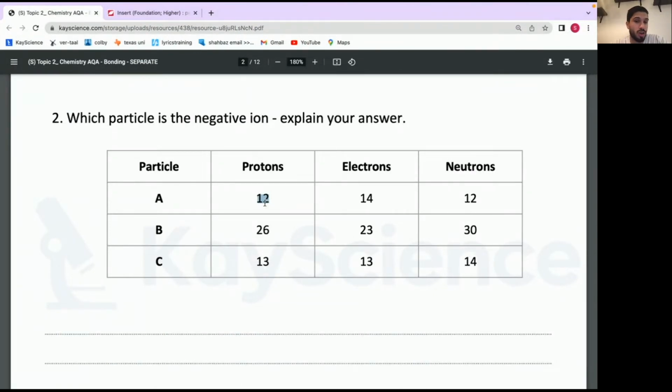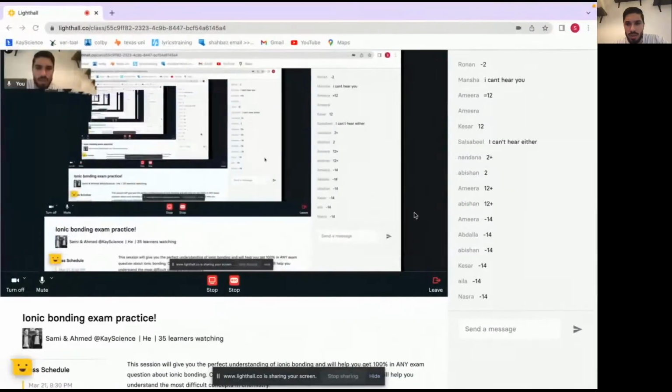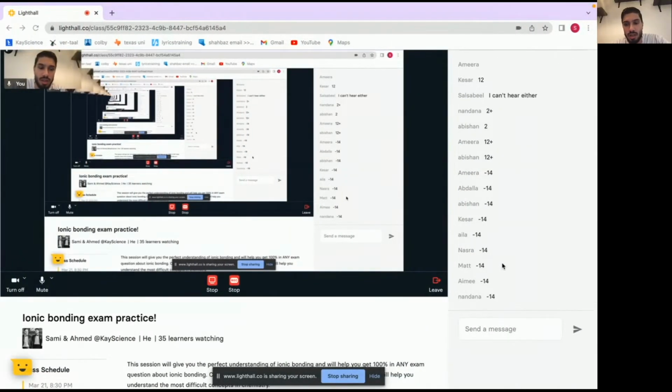1 proton has a charge of +1. Therefore, 2 protons has a charge of +2. 3 protons has a charge of +3. 12 protons will have a charge of +12. 14 electrons, well, let's think about that. 1 electron has a charge of -1. 2 electrons have a charge of -2. 3 electrons have a charge of -3. Overall, what charge will 14 electrons have then? Exactly, -14. Do you see that?